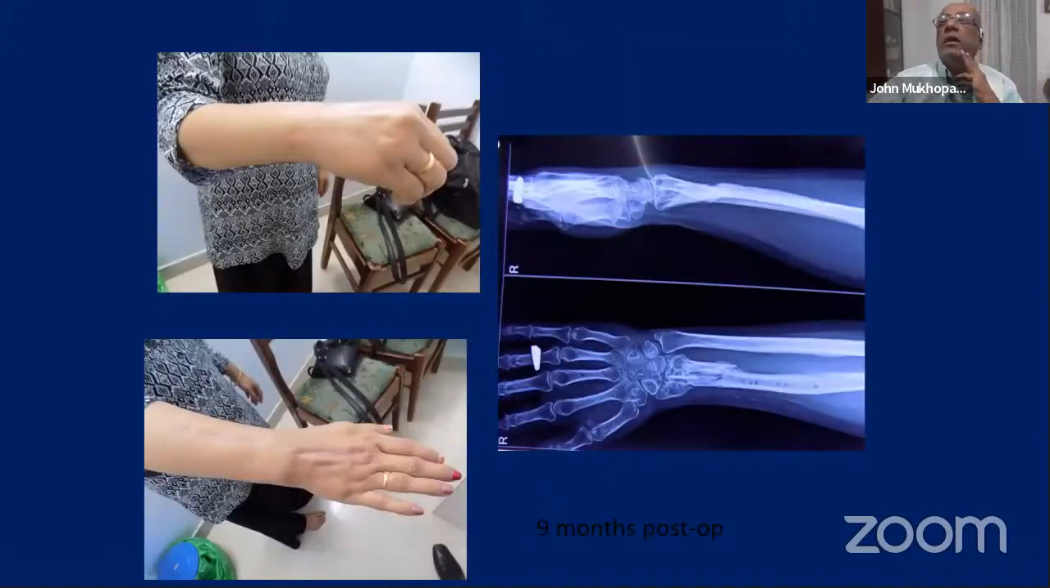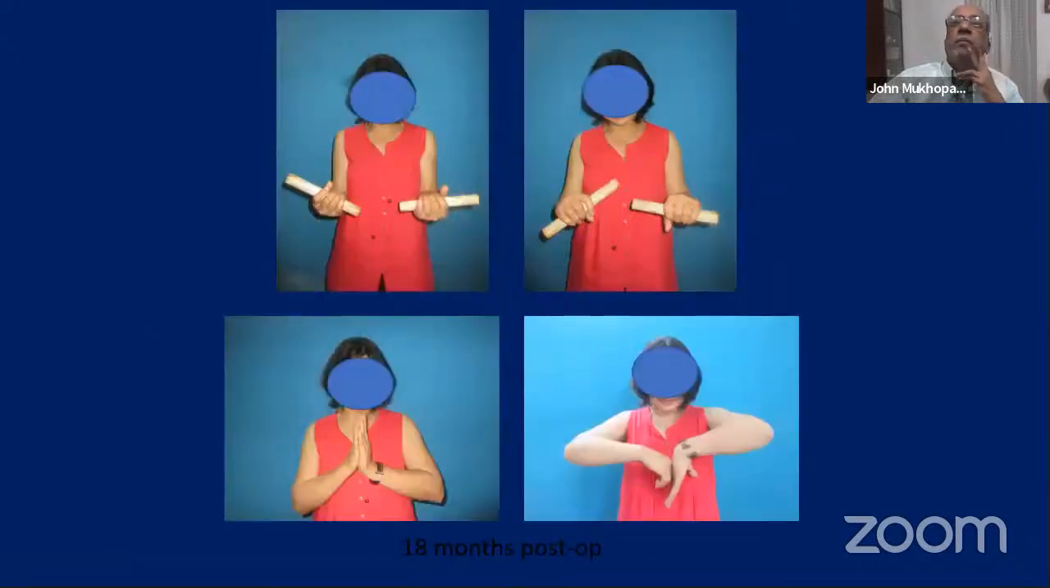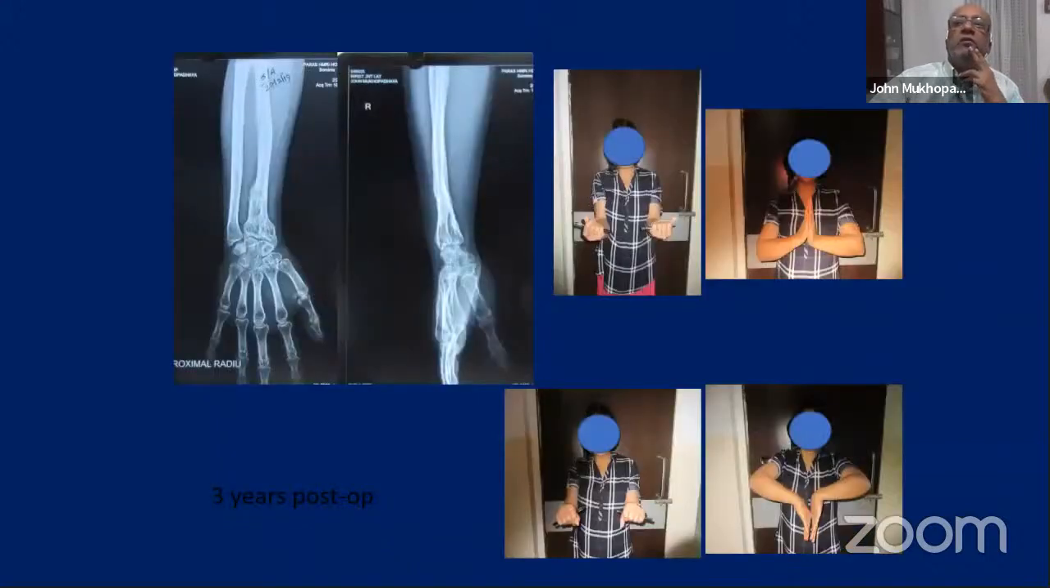This was her at 9 months post-op, still not regained full movement, but by about 1.5 years post-op, she had regained quite a good range of motion and a reasonable function, considering the difficult situation that she was in. And that's a 3-year follow-up. Again, you can see how the fractures are nicely united, and she's got quite a good function by this time. So I think this is a useful technique which you can use for fresh fractures as well as for some late cases when they come to you.